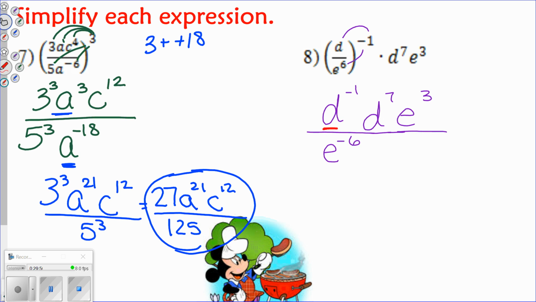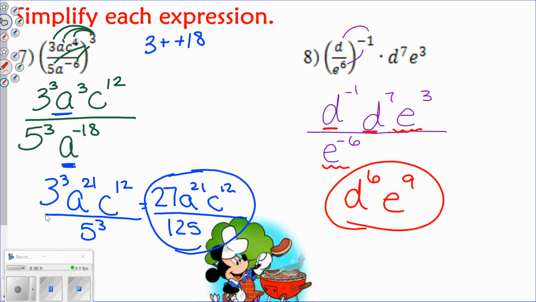All right, I have like terms right here with my D's. What do I do with their exponents? I add them, right? It's a multiplication problem. They're on the same level. So these get added. So d to the 6th. And then I have e's. Now they're being divided, so they are subtracted. 3 minus negative 6, 9. By default, it goes to the top. Does anything then need moved? No.